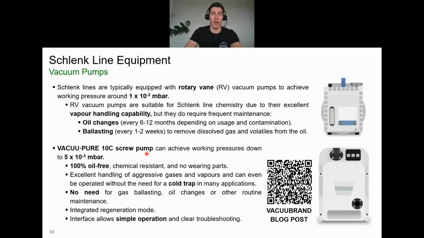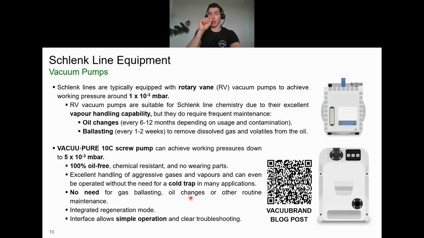Again, they have excellent handling of aggressive gases and vapors. The main benefit is that we can even operate these without the need for a cold trap. This can save you lots of money in the long term because you're not having to use liquid nitrogen on a day-to-day basis. And of course, because we're not using any oil, we don't need any gas ballasting, we don't need any oil changes, and none of that other routine maintenance that we expect for a rotary vane pump.